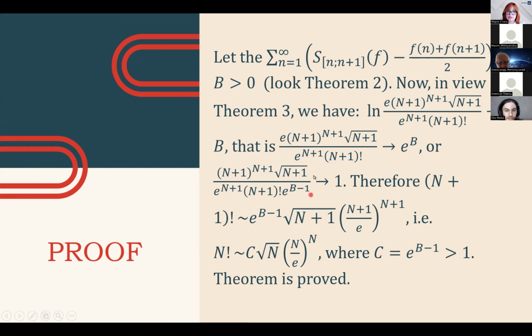We can see here how it's moving. We have here minus 1 because here we also had e. And therefore, n plus 1 factorial is approaching e to the degree b minus 1 multiplied by the square root of n plus 1 and multiplied by n plus 1 divided by e to the degree n plus 1. And that is our Moivre-Stirling formula, where c is e to the degree b minus 1, and it's bigger than 1.